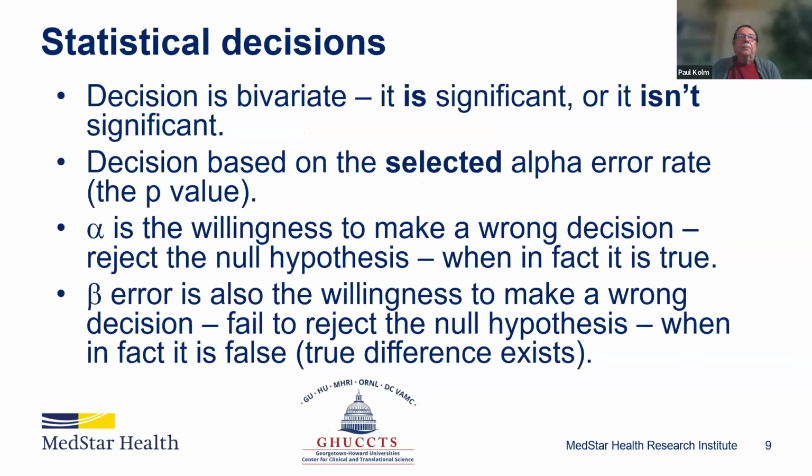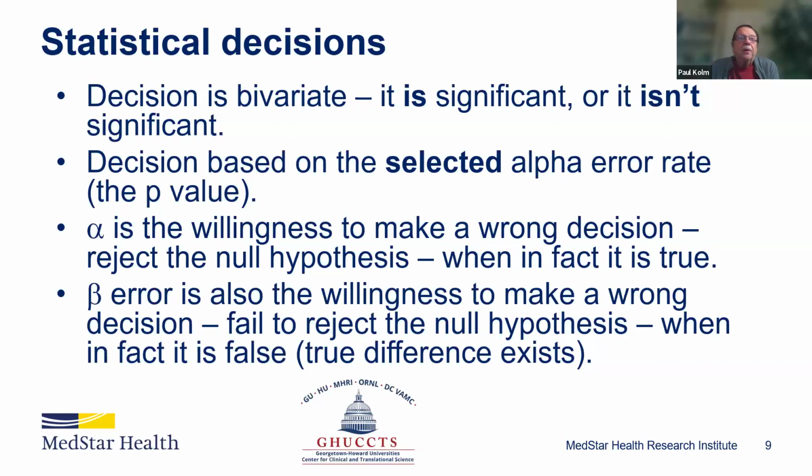So when a statistical decision is made, and this is Neyman's view, it's binary. It either is significant or isn't. And that decision is based on an a priori selected alpha error rate, the p-value. And so obviously, because it's based on a probability, we could make the wrong decision.